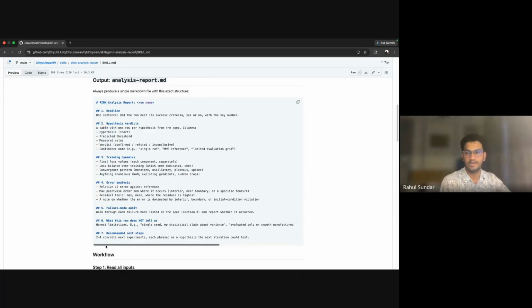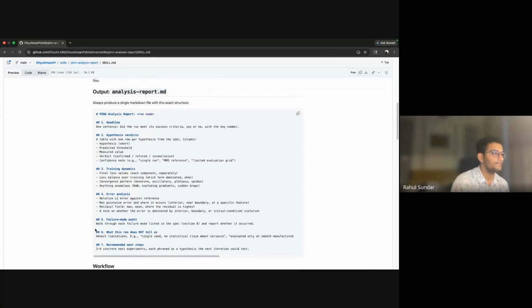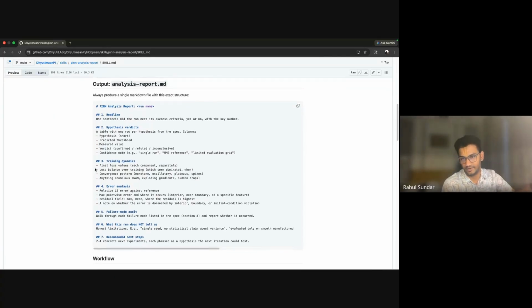So the recommended next steps helps you to again start from maybe literature survey, or it can again go back into problem specification itself, or you go back into pin scaffolding and change there. So you can use this as an entry point to another skill. And this would serve as a knowledge base for your next iteration.